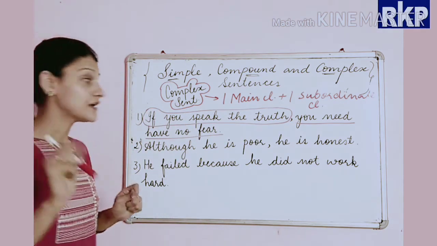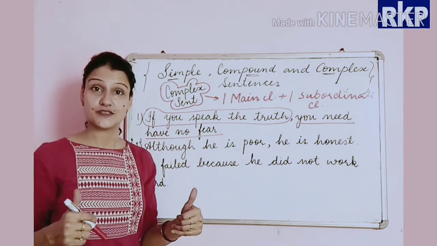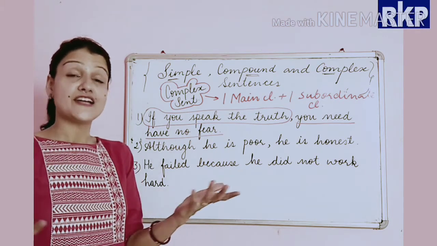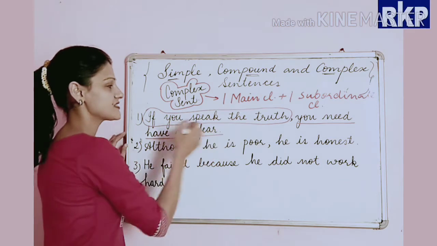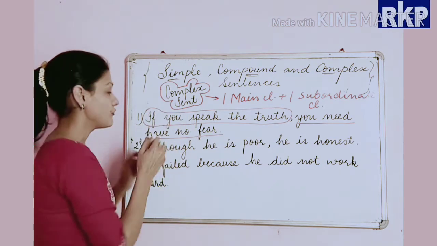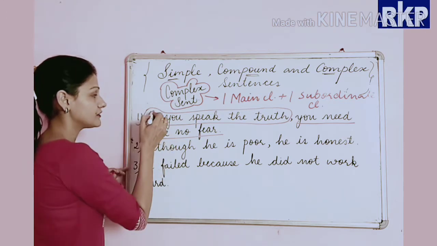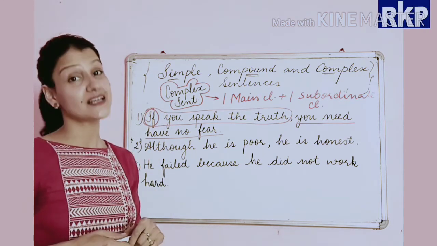Okay, and one more thing, beta, we also call it if clause. Okay, you may get to see it in your books, so don't get confused. This is called if clause also, which starts with if, and if is the subordinating conjunction.